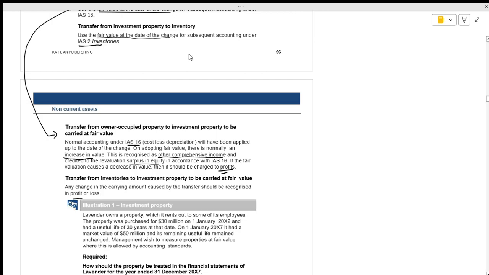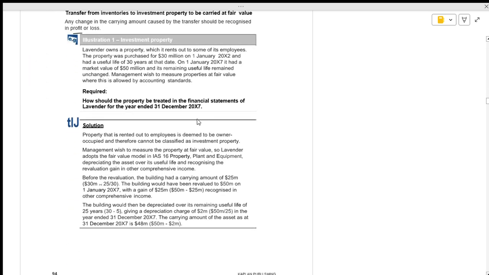Now, they have given a small illustration. The illustration is also important. Lavender owns a property, which is rented out to some of its employees. The property was purchased for 30 million on 1/1/2002. How much did you buy it for? You bought it for 30 million on January 1st, and its useful life is how many years? It is 30 years.